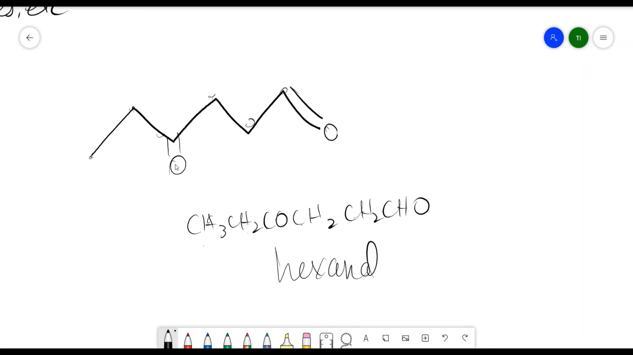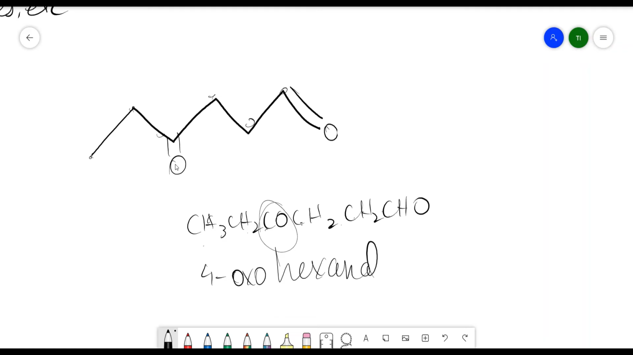Hexanal, and what is the additional group that's present here? In this case it is a ketone. So instead it would be oxo. 1, 2, 3, 4. So 4-oxohexanal. Yeah, hexanal. So that would be the case.